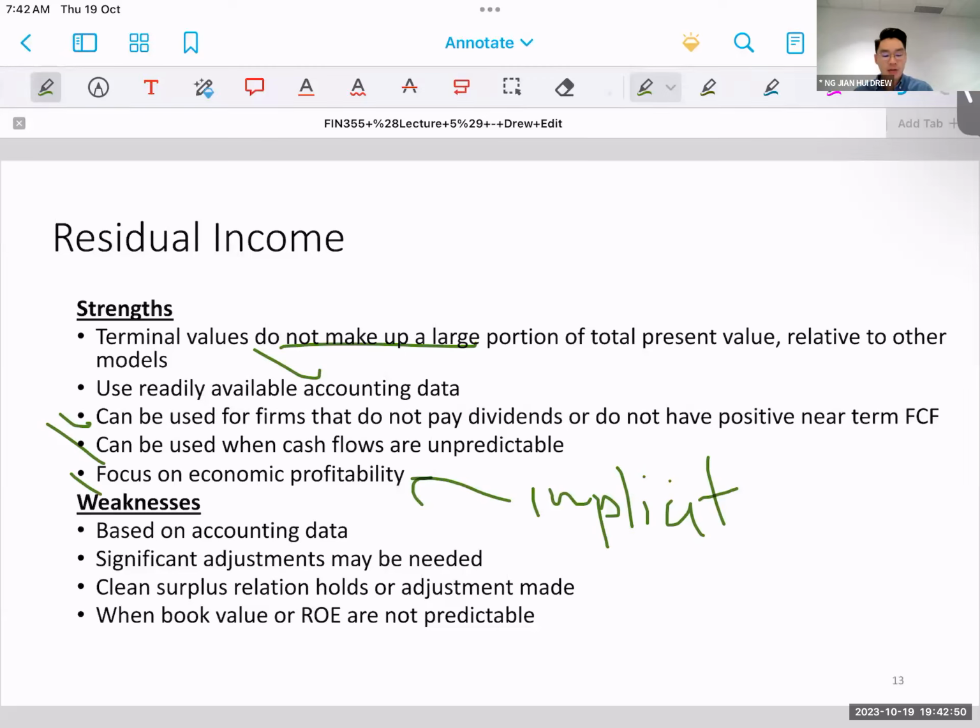Some weaknesses, of course: accounting numbers tend to be more historical. They are not current. We can do adjustments to make them more current, some adjustments that we talked about previously in lecture 1. Do you recall, like, capitalization of the leases, capital commitments, etc.? So there are some adjustments that we do. Significant adjustments may be made. All right. The clean surplus relationship must hold, and when book value or RI are not predictable, then we cannot use the residual income model.